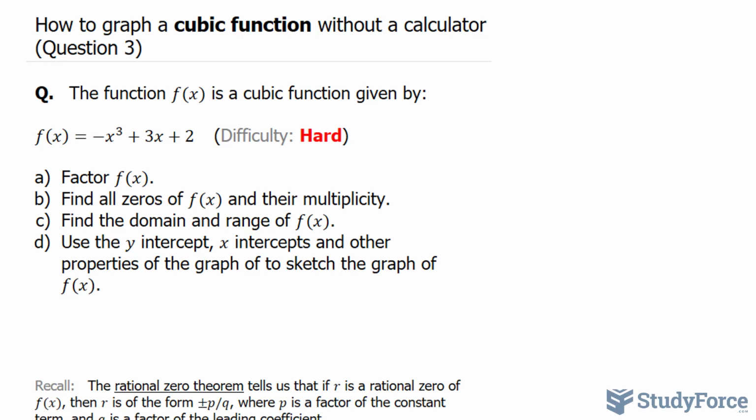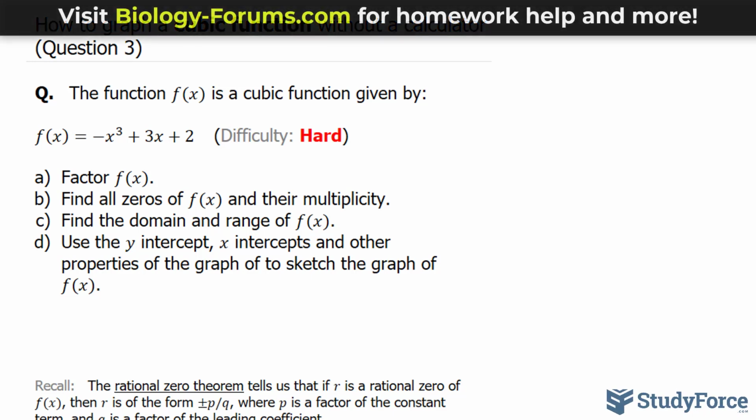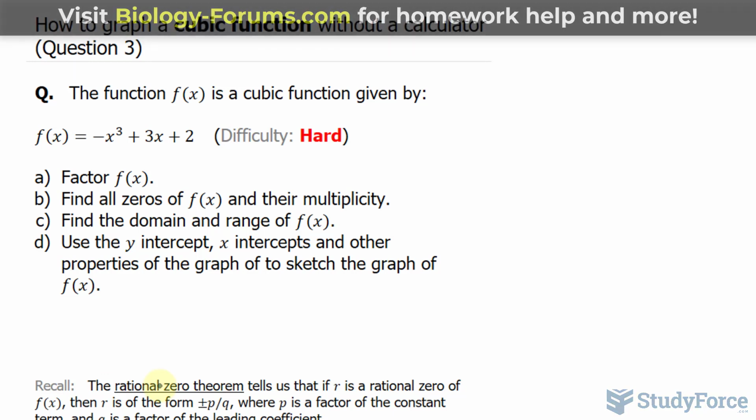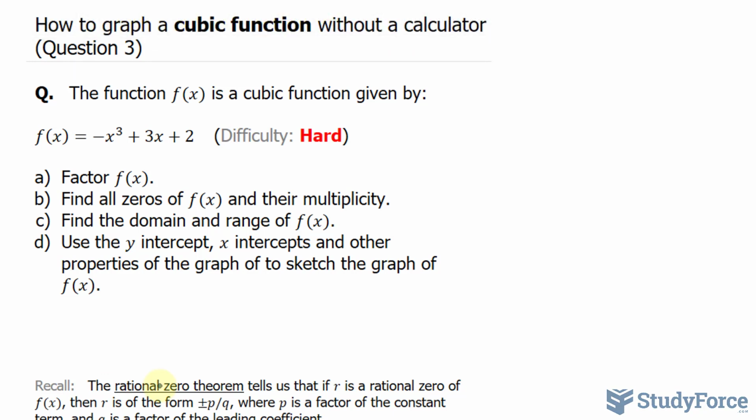Now the reason why this question has been given a difficulty rating of hard is because you need to use a special theorem known as the rational zero theorem. It's defined below and it goes a little bit like this. Notice that our function isn't factorable the way it was in question number 2. Now of course you can factor out something between this term and this term, but that's not going to help.